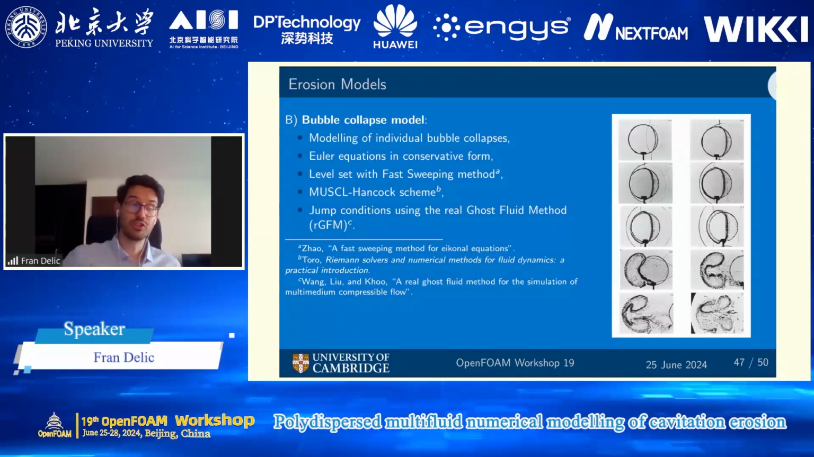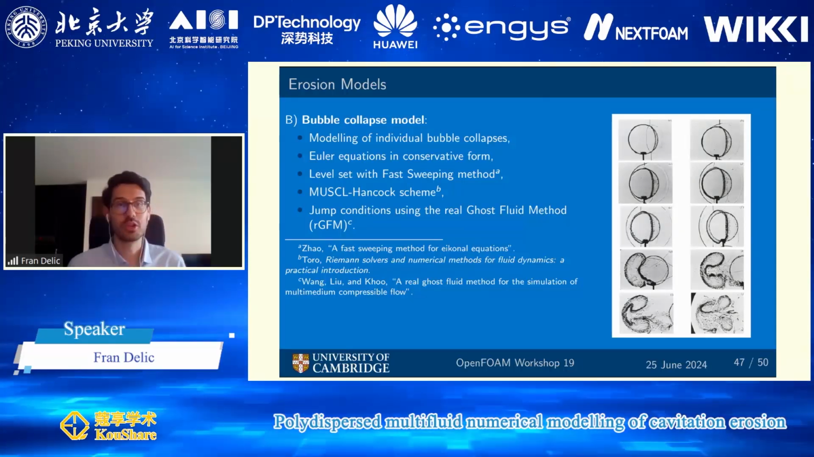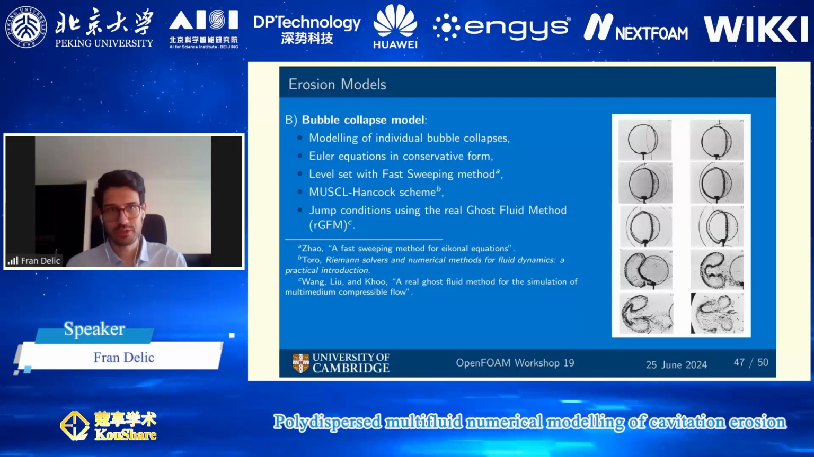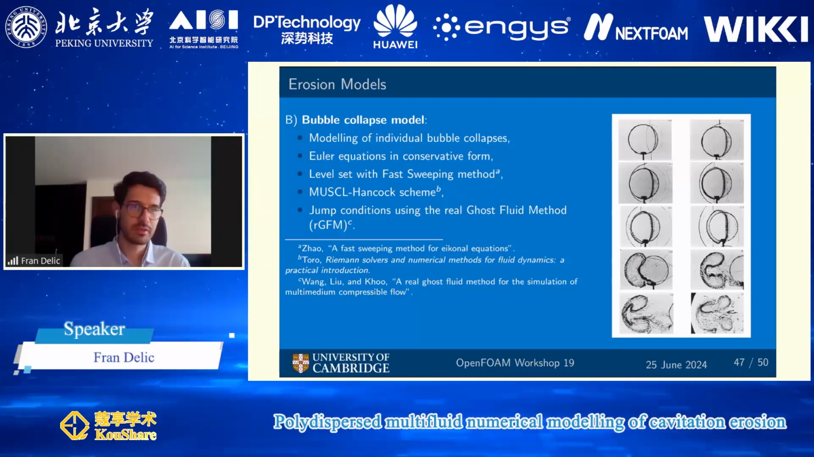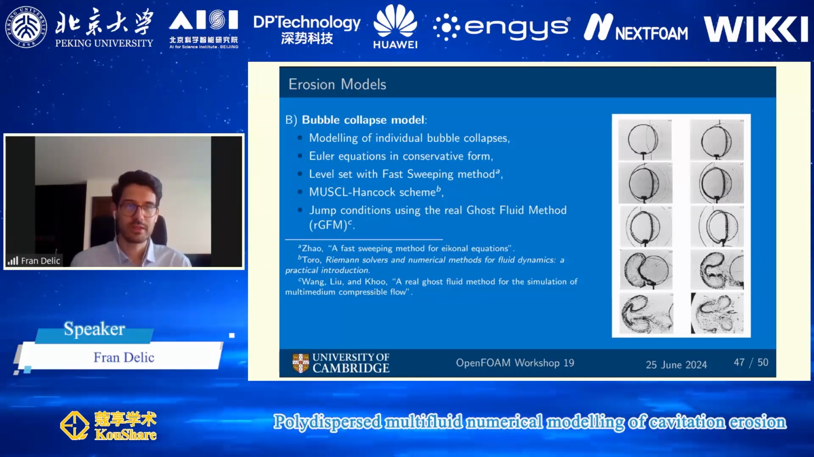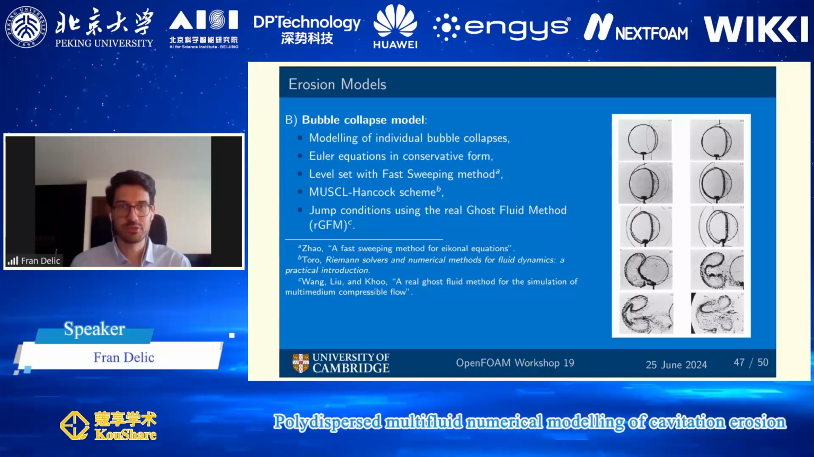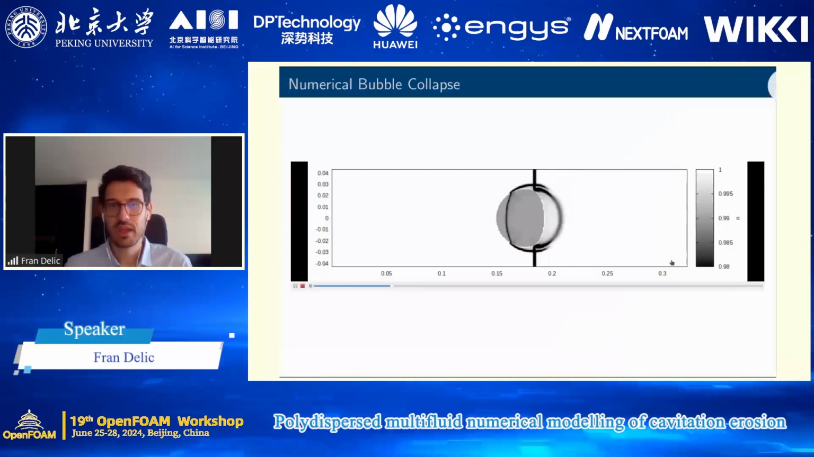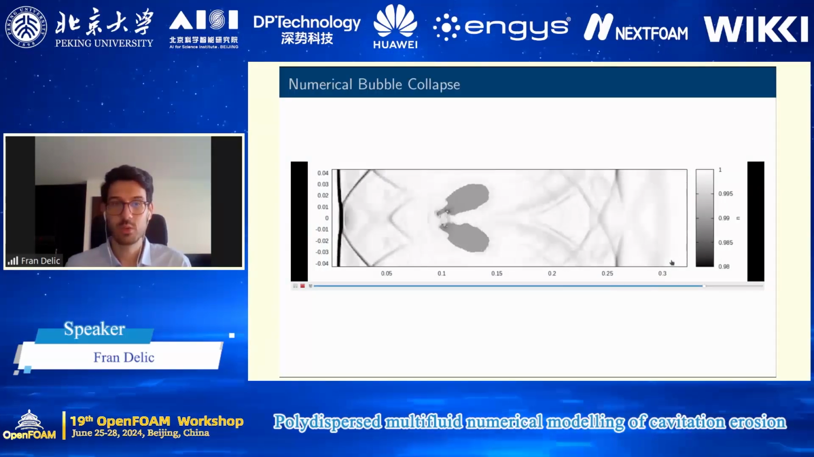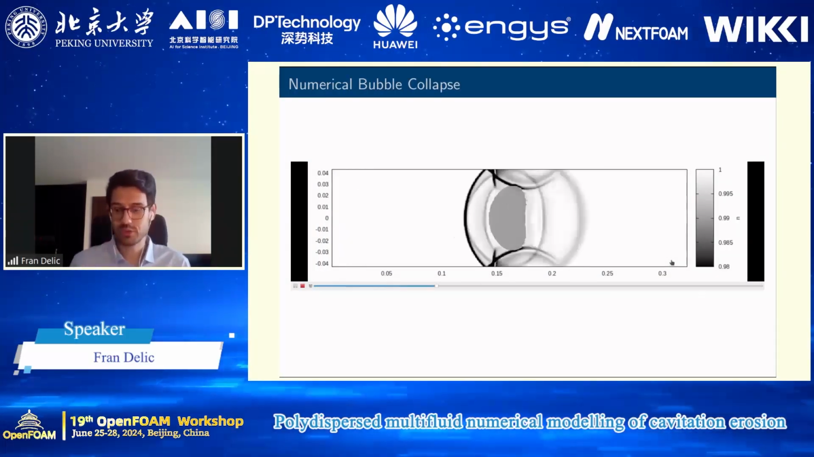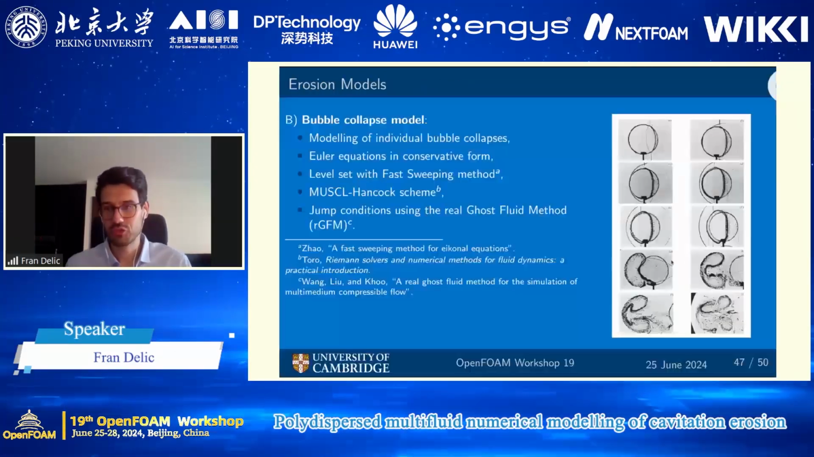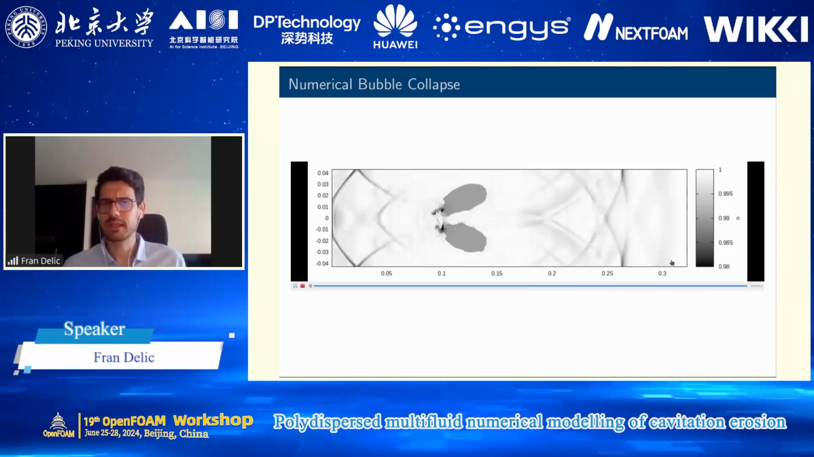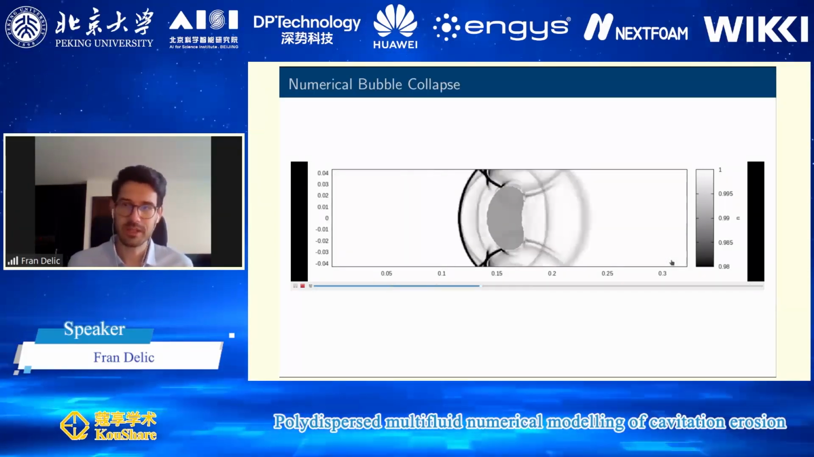Another option is not to use probabilistic models, but to actually model the collapse of a bubble. You solve Euler equations for this in the conservative form, with level sets to track the interface. A multi-fluid scheme is used here, and jump conditions are implemented using the ghost fluid method. It has been validated quantitatively and qualitatively against these results, so this is the same result as shown in the figure here. This is a collapse of a helium bubble in air, I believe, or an air bubble in helium.